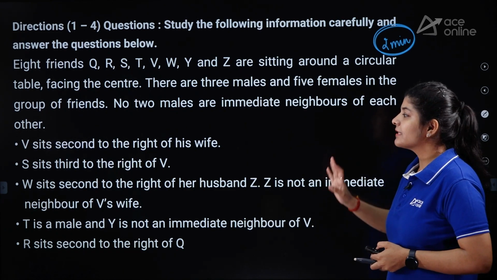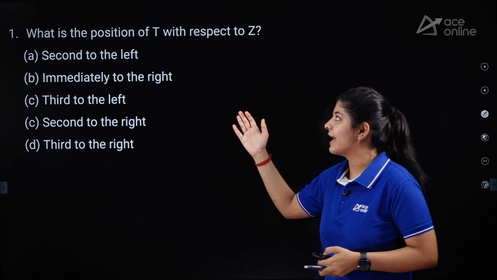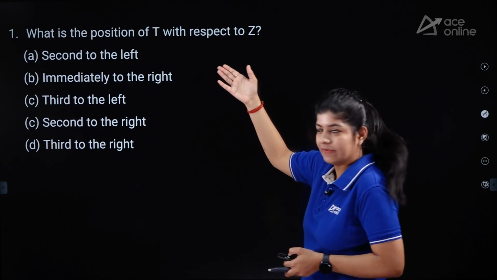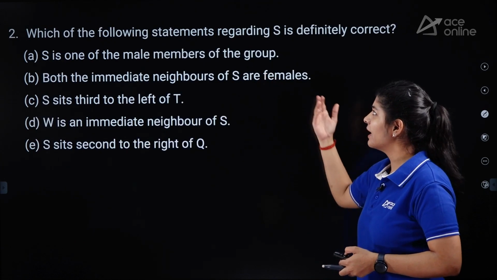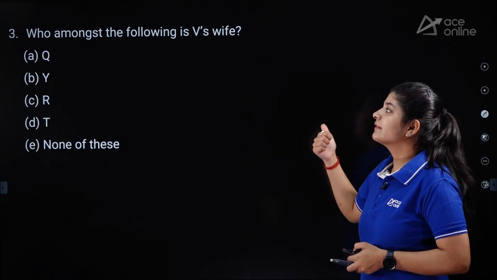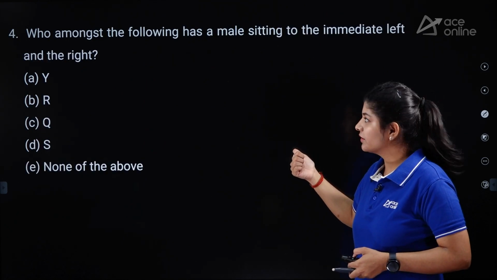So just simply stop and see the questions as well. Here we have question number 1, where we have to determine the position of T with respect to Z. This is our second question. This is our third question. This is our fourth question.